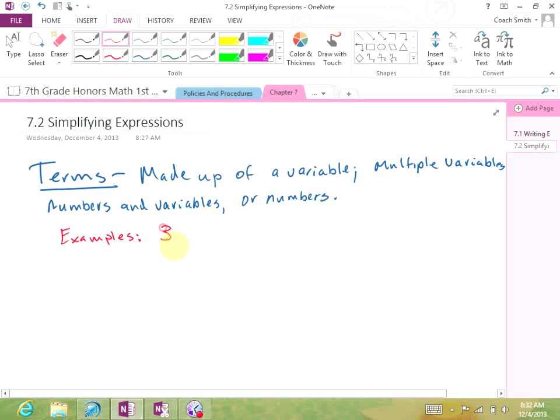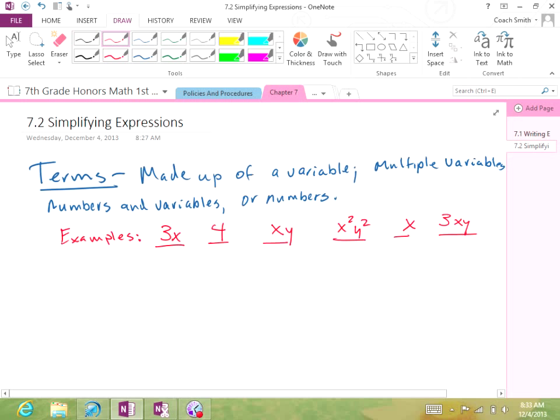Okay, 3x, that could be a term. Just the number 4 by itself could be a term. X, y could be a term. X squared, y squared could be a term. Just x by itself could be a term. There could be 3xy could be a term. Okay, so each one of these is an example of a term.